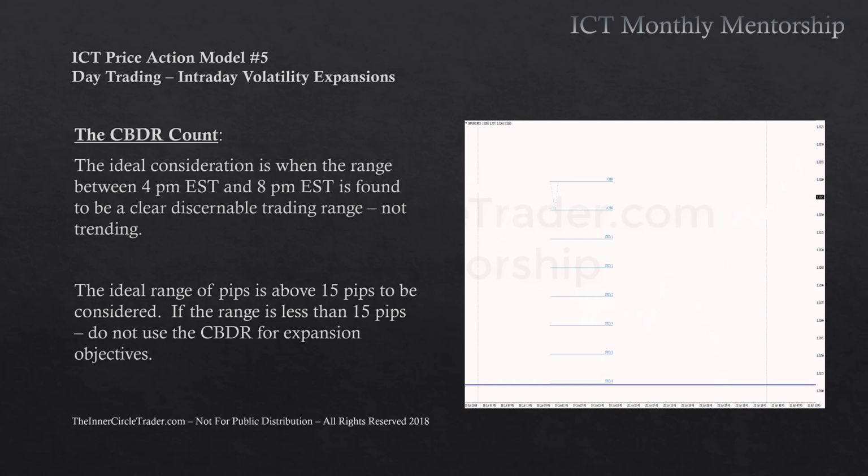Okay, the ideal range of pips is above 15 pips to be considered. Okay, so if the range is less than 15 pips, do not use the central bank dealer's range for expansion objectives, and I'll explain as we go on why that's important.